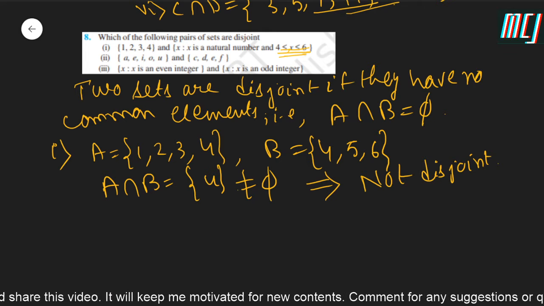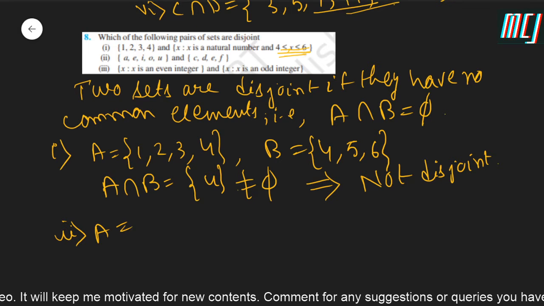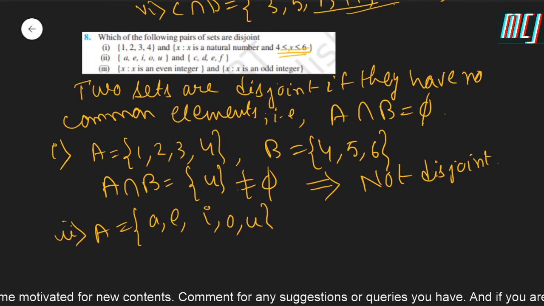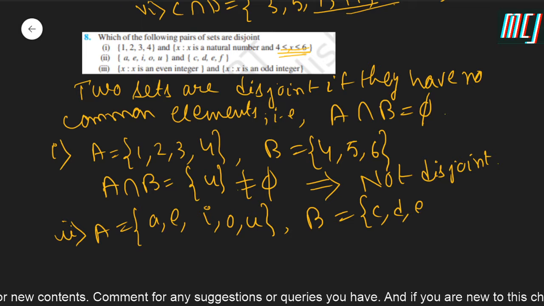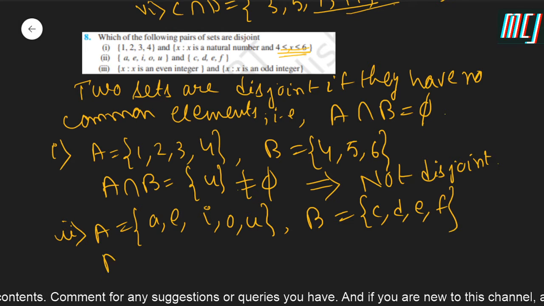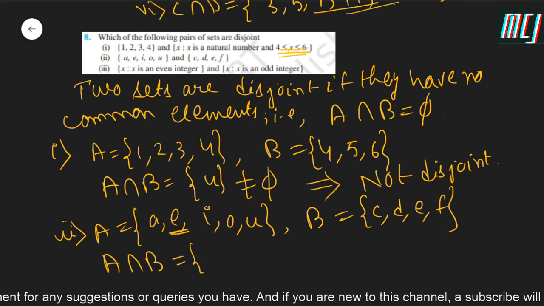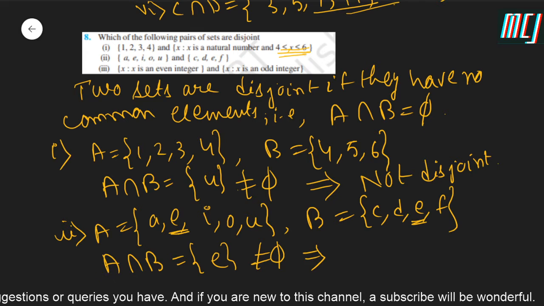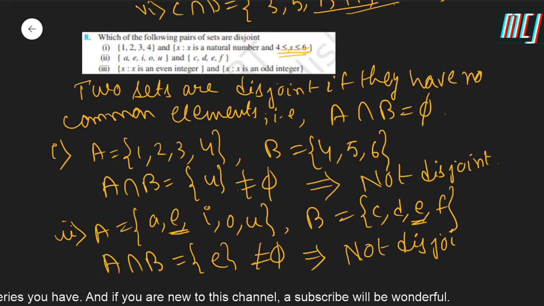Clear? Now the second one. The first one is {A, E, I, O, U}, and the second one is {C, D, E, F}. So A intersection B here, the common element is E. So again not equal to Phi, that means not disjoint. Clear?